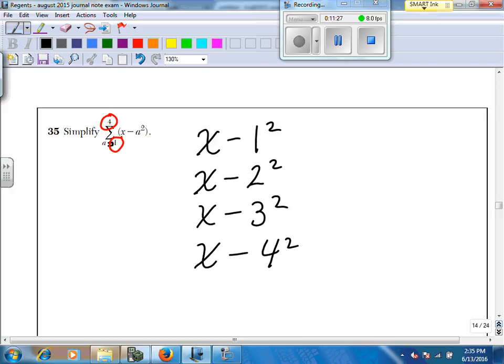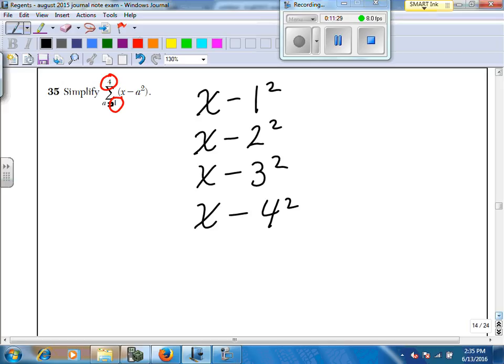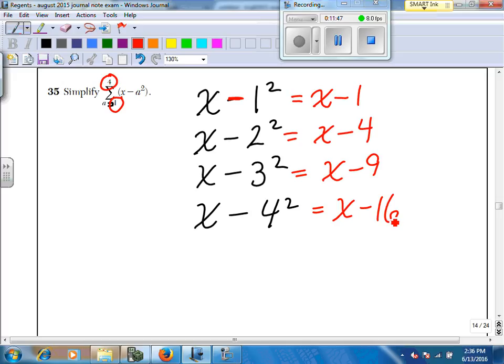Okay. What's a little tricky about this one is you're not doing -1 squared. This is a minus sign. 1 squared is just 1. So you're doing x minus 1 squared, which is 1. X minus 2 squared, which is 4. X minus 3 squared, which is 9. And x minus 4 squared, which is 16.